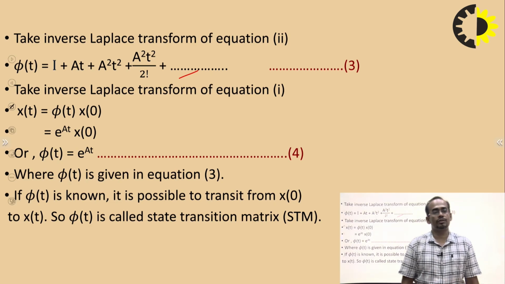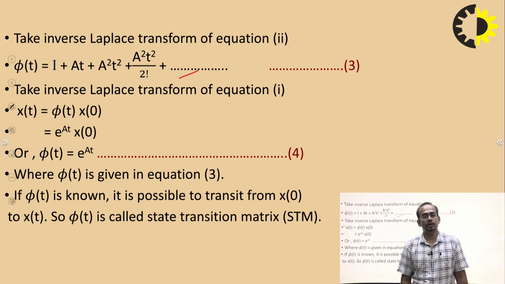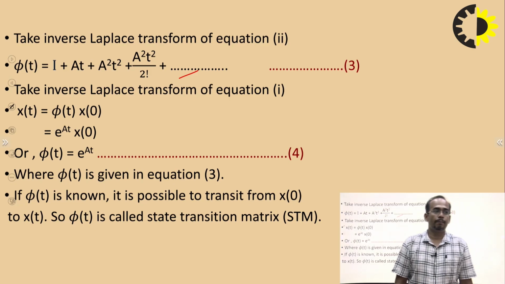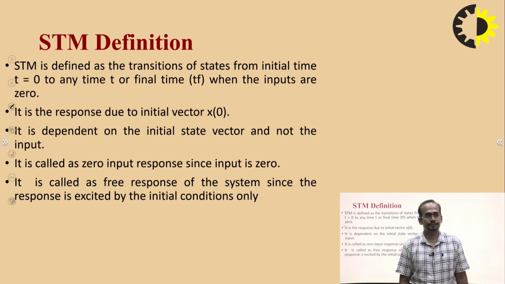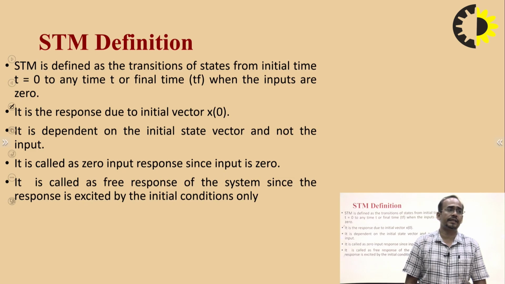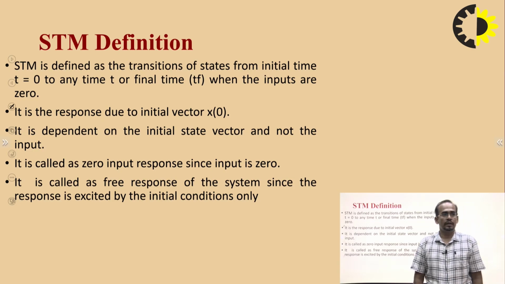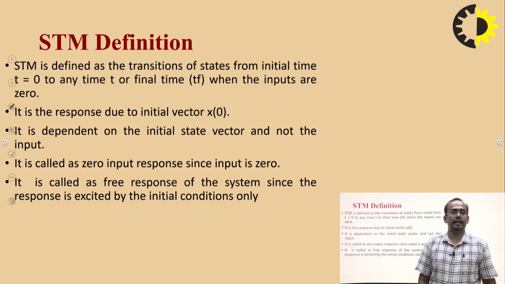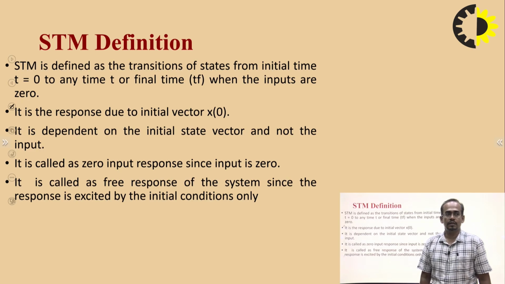So in this way, in case of homogeneous solution, we can find the value of the state transition matrix by considering input vector u(t) as 0. What is the state transition matrix? A state transition matrix is defined as the transition of a state from initial time t equal to 0 to any time t or final time tf when the inputs are 0. It is the response due to the initial vector x0. It is dependent on the initial state vector and not the input. It is called the zero input response since input is 0.